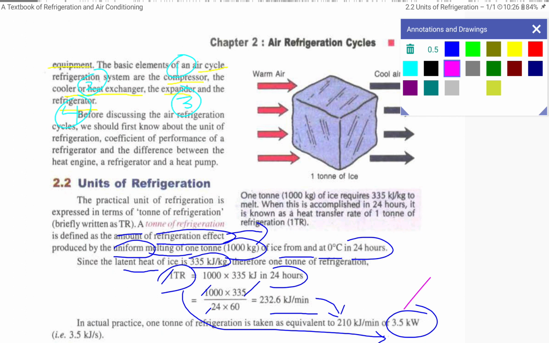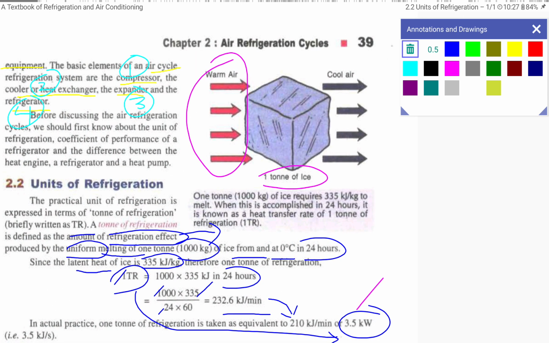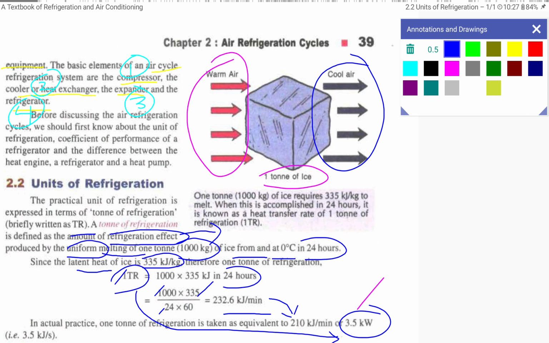So it's just like this. You have a demonstration here. You have warm air, and you have 1 ton of ice, and you are going to blow the warm air over the 1 ton of ice, and as a result, you will have an output of cool air on this side. Because of the action of the warm air that produces the cool air, after 24 hours, the 1,000 kilogram of ice is going to be completely melted. And we call it 1 TR.